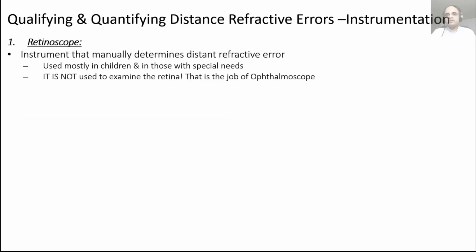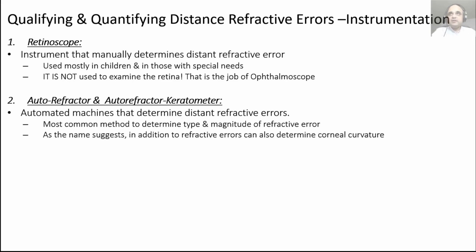So let's talk about the instruments first, and we'll talk about the drug. The retinoscope is a manual instrument that determines a refractive error. It is used mostly in children and those with special needs. In modern times, we don't generally use retinoscopes as much as we used to. The thing to remember is the retinoscope is not used to examine the retina, although it's called a retinoscope. That's the job of the ophthalmoscope. A retinoscope is used to figure out a refractive error. I know it's crazy, but it is what it is.